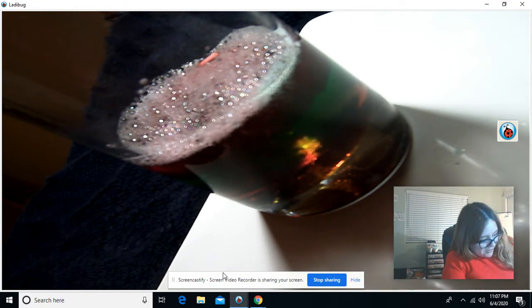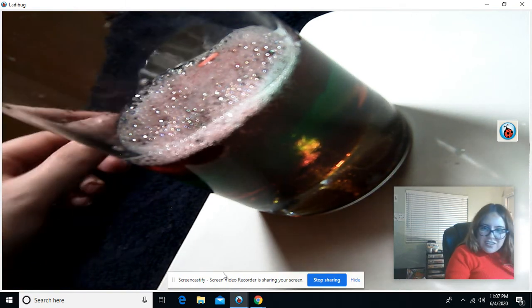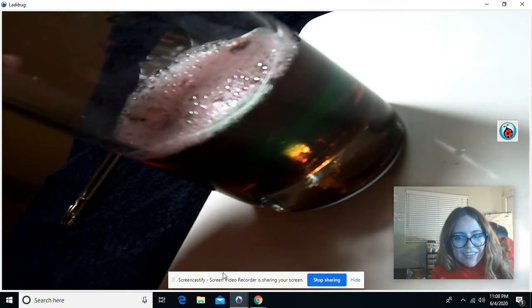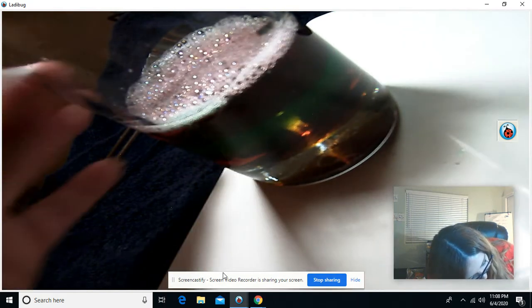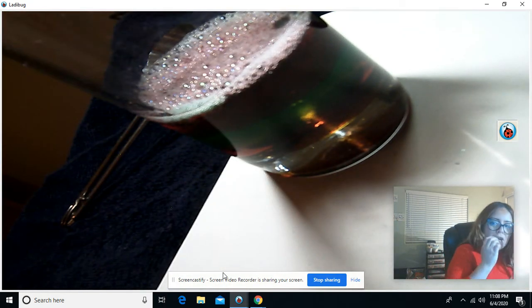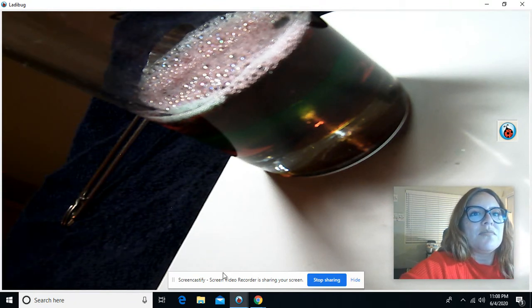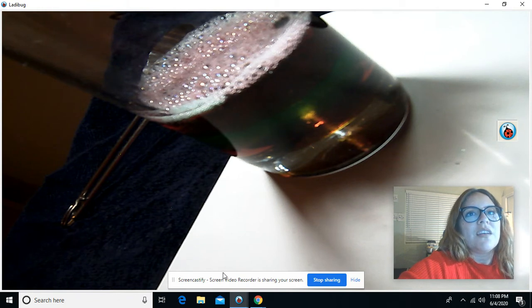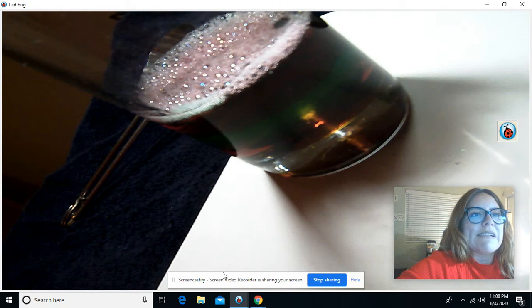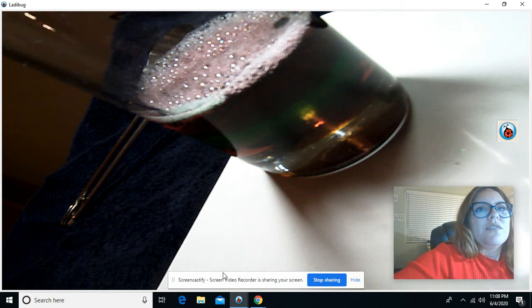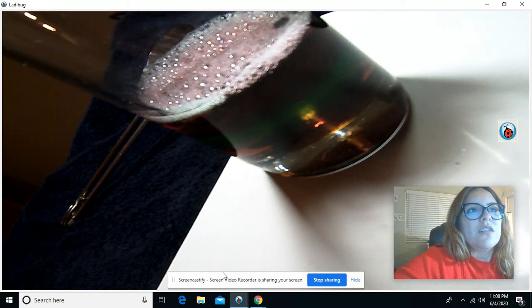What happened to the water? Is it mixing? We have some layers. Okay, the next liquid that we're going to add, let's see. I think we have the oils still. Let's see.